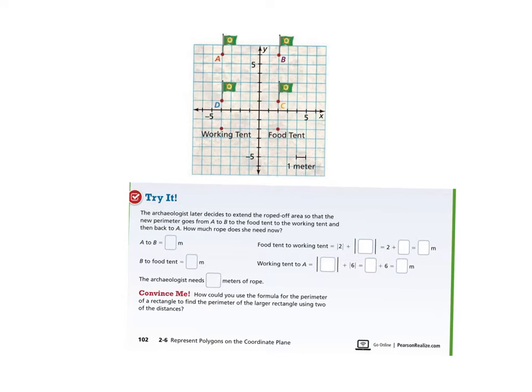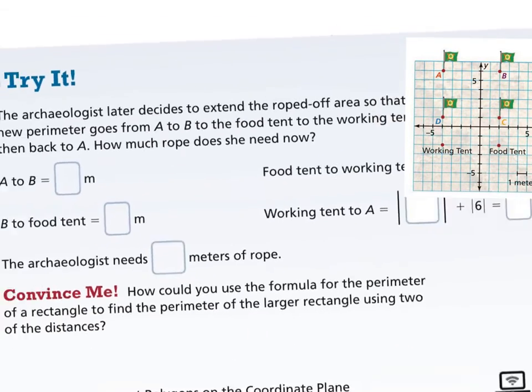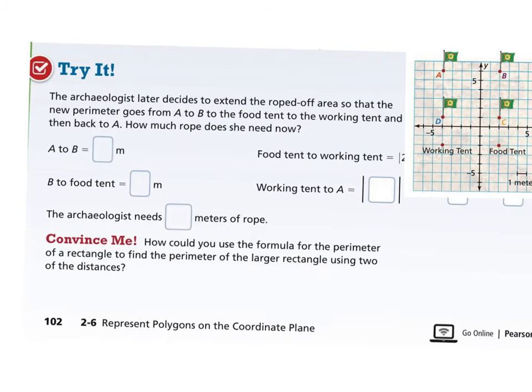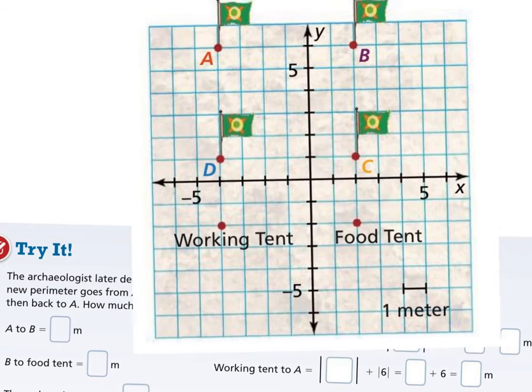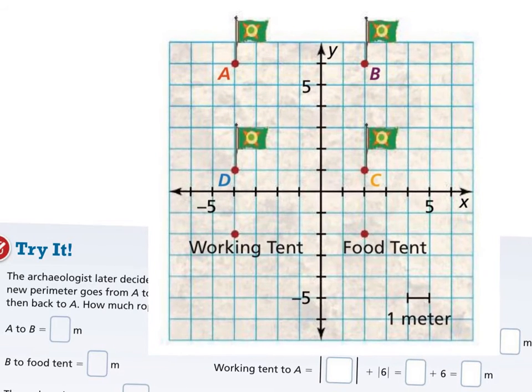So we look at the try it. It says the archaeologist later decides to extend the roped off area so the new perimeter goes from A to B to the food tent to the working tent and then back to A. How much rope does she need now? So again, just looking at our picture here, the difference is that we still go across A to B, but now we're coming all the way down to the food tent, roping this off over to the working tent, and then back up to A.